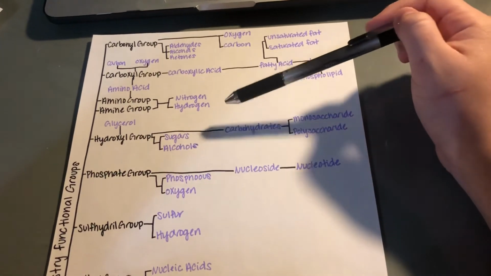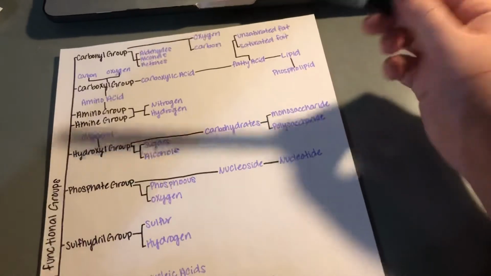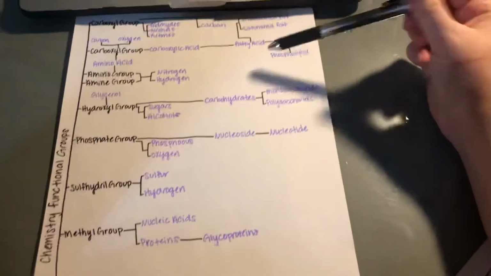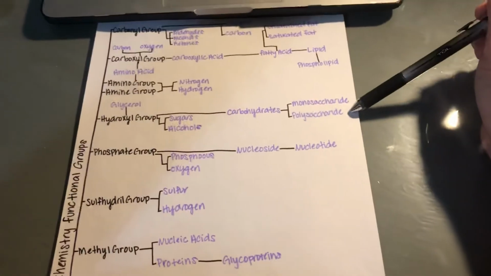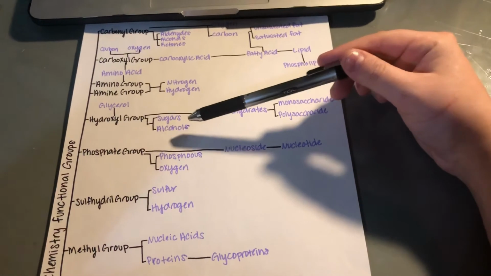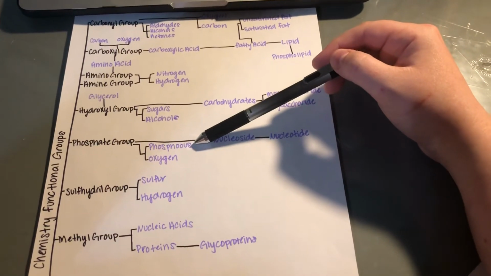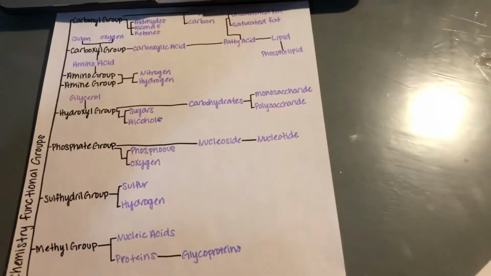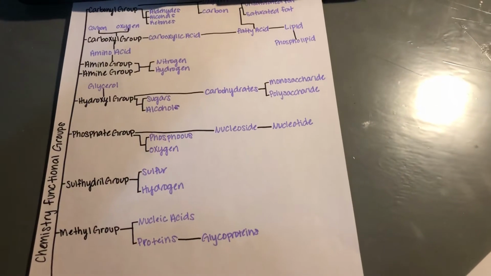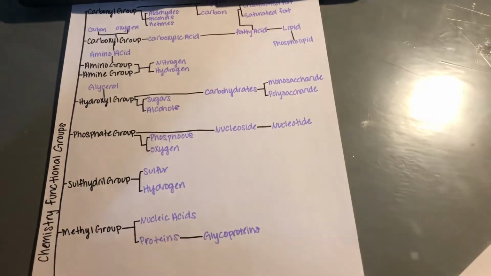Hydroxyl groups are your sugars and alcohols. Carbohydrates contain a hydroxyl group, and carbohydrates can be a monosaccharide or a polysaccharide. And then glycerol also contains a hydroxyl group. For phosphate groups, those are going to have phosphorus and oxygen. A phosphate group attached to the sugar of a nucleoside makes the nucleotide.